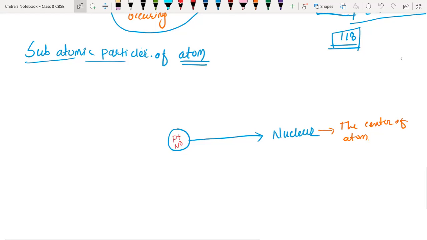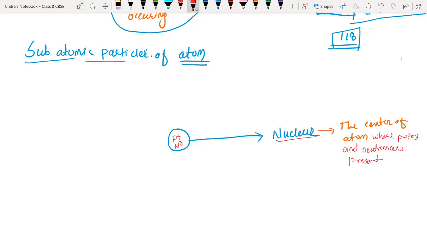The center of the atom where protons and neutrons are present is called the nucleus. Understood what the nucleus is, everyone?